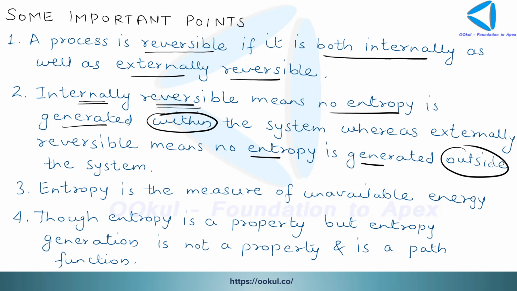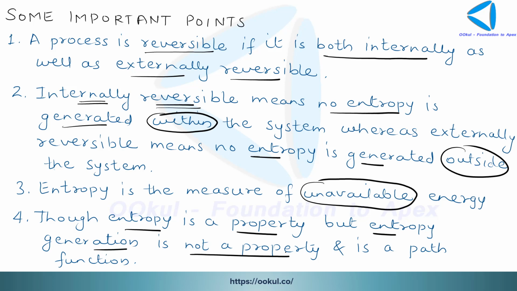If entropy is not generated outside the system as well, we call that system externally reversible. Entropy is the measure of unavailable energy. Please mind this. What availability and unavailability, available energy and unavailable energy are, we will look at in our subsequent lectures. Though entropy is a property, dependent upon the initial and final state points, entropy generation is not a property; it is a path function. Please remember this distinguishing point between entropy and entropy generation.